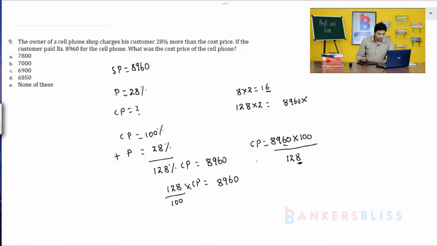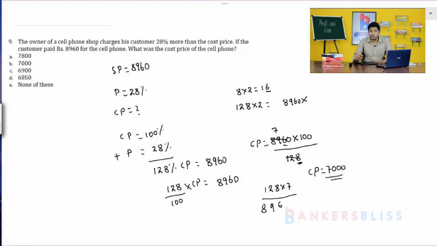So, you do here 128 into 7. Okay, so 8 7s are 56, 5 carry over, 7 2s are 14 plus 5, 19, 1 carry over, 7 1s are 7 plus 1, 8. So, you got 896. So, obviously 128 into 7 times you will get 896. Therefore, cost price is equal to 70 into 100, that is 7000.